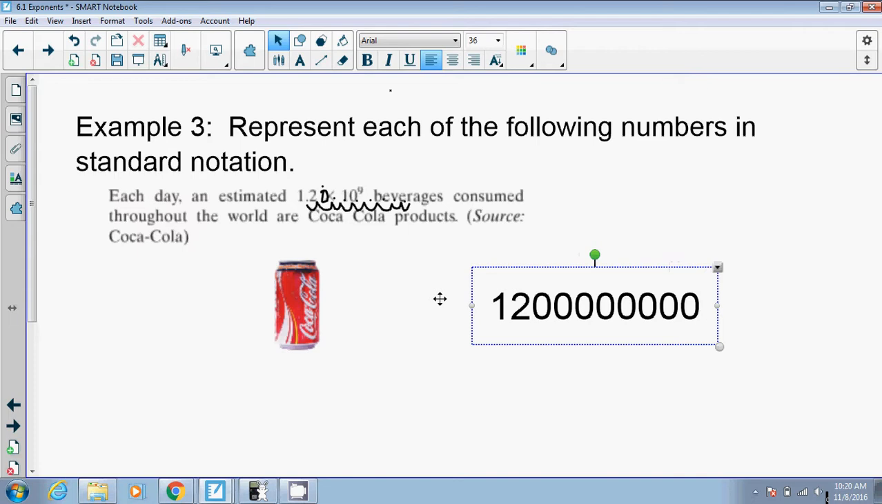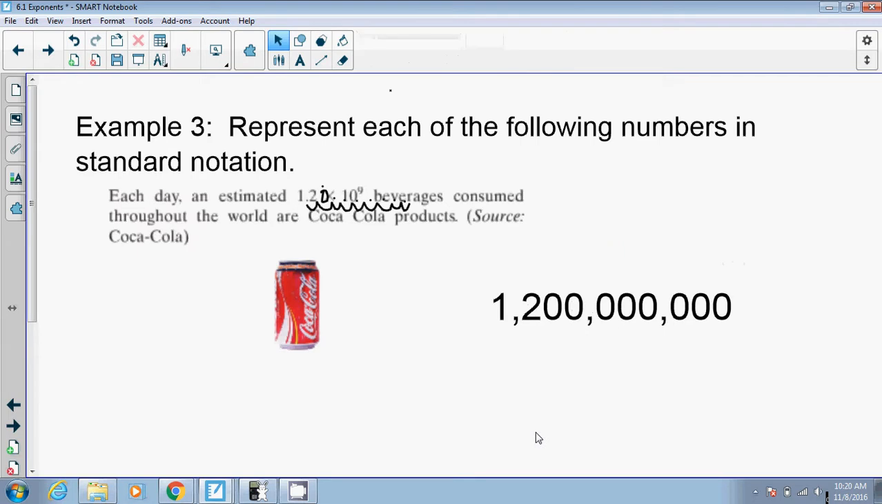And then I'm going to make this pretty. I'm going to put the commas in so I actually see how big the number is. So commas go between sets of 3. So really, this 1.2 times 10 to the 9th is the same thing as 1,200,000,000. So each day throughout the world, 1,200,000,000 Coca-Cola products are consumed. And this gives us an actual value to look at as opposed to scientific notation, which is easy to read.